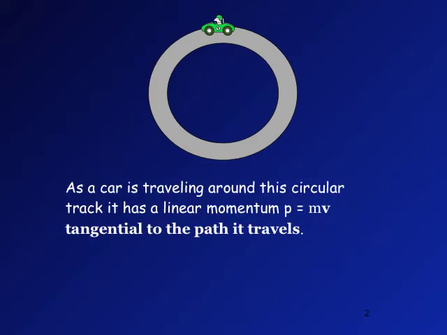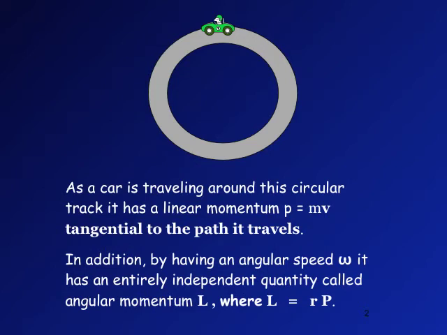As a car is traveling around this circular track, it has linear momentum, p equals mv, tangential to the path it travels. In addition, by having an angular speed omega, it has an entirely independent quantity called angular or rotational momentum, symbolized by the letter L, where L is equal to r, the distance from the center of rotation to the car, times p. L is a cross product, r cross p.